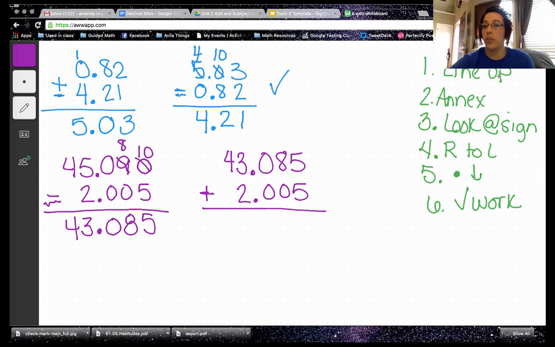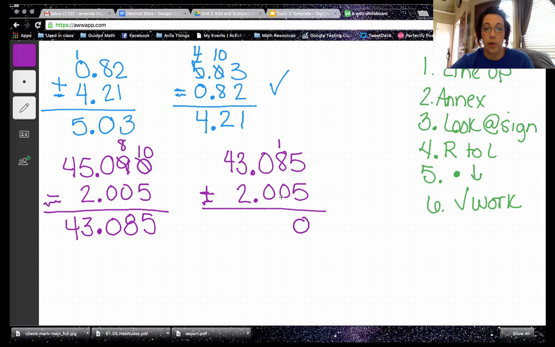Draw our line, we follow our steps. They're lined up. We do not need to annex zeros, but we do need to look at the sign. We are adding this time. We add from right to left. 5 plus 5 is 10. 0 comes down. Carry the 1.